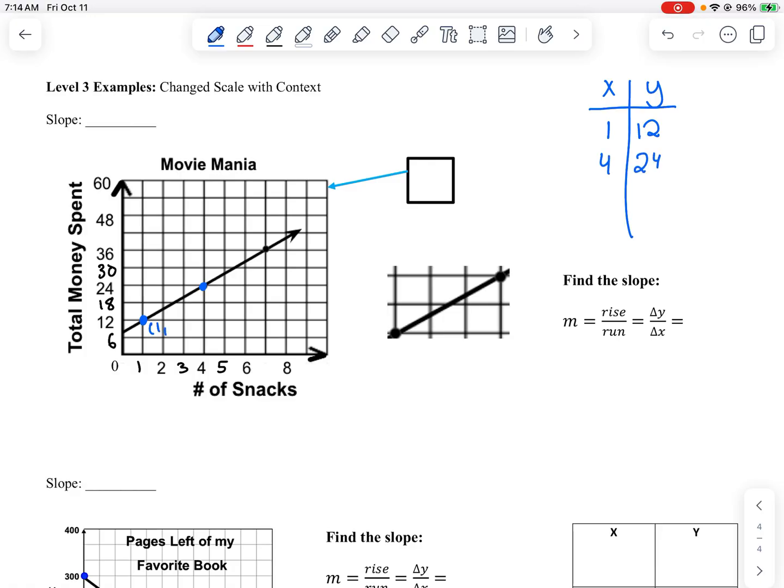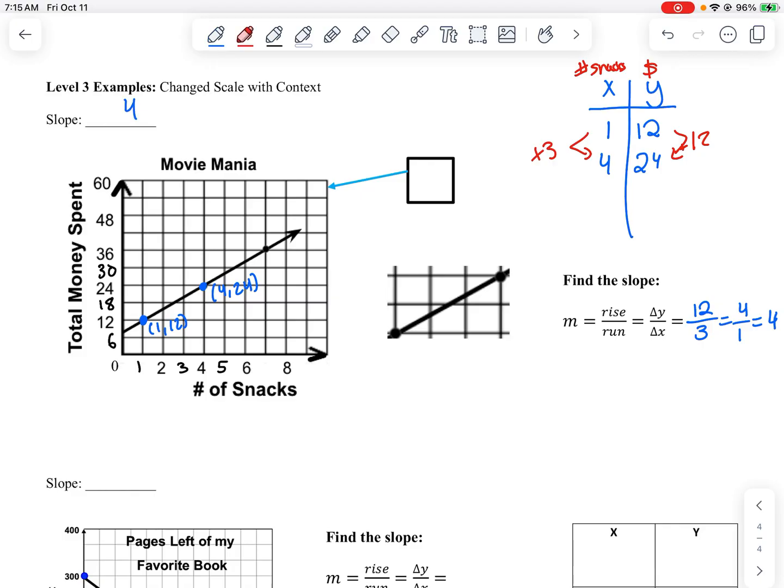So again, this was the point (1, 12) and this was the point (4, 24). I find that in the table, it's easier for me to see that my y, which in this case is my money, changed by going up 12. And my x, which in this case was the number of snacks, changed by going up 3. That would happen over and over if I added more points, like this point and this point, to my table. So I would say that my rate here is $12 for every 3 snacks, or $4 for every 1 snack. My slope here is 4.